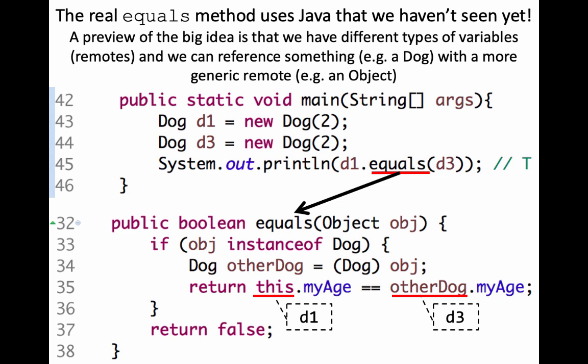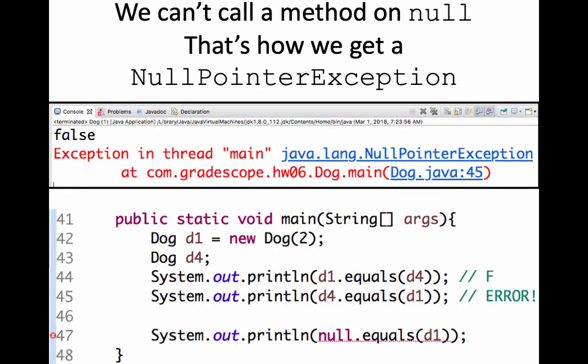And again, there, my this was going to be whatever D1 was, and my other dog, that was going to be whatever D3 was. And again, we can't call a method on null. So if I haven't given D4 a value, it's going to default to null. And then D4.equals D1, that is an error, just like null.equals D1 is an error. And the specific error that we get is a Java null pointer exception.